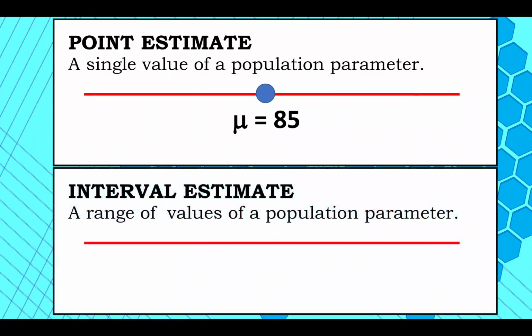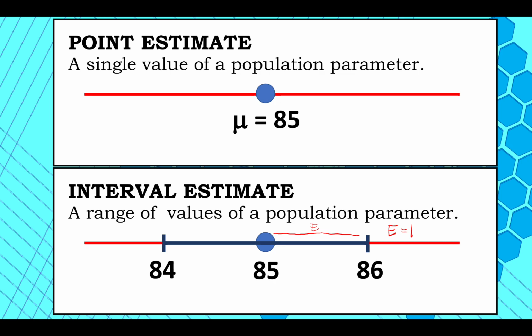Unlike a point estimate, an interval estimate is a range of values of a population parameter. It considers the margin of error, denoted as capital E, that is due to the inadequacy of a sample. In this example, our error is equal to 1.